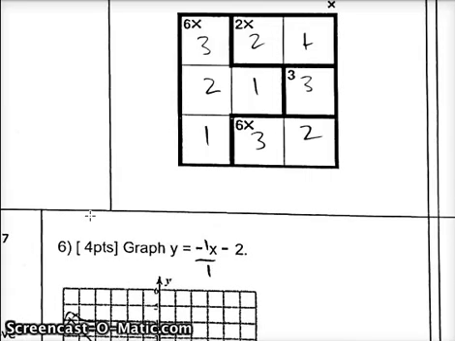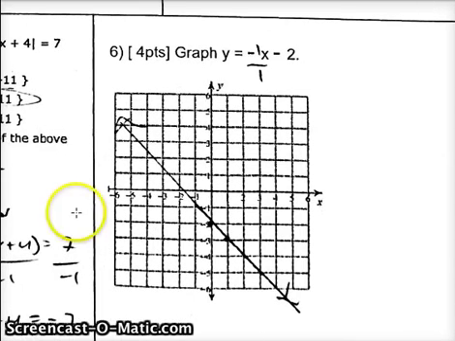Question number 6 says graph y equals negative x minus 2. So it's already in slope-intercept form. For some students it was confusing because you didn't have a number there. Well, the invisible number or coefficient is a 1. You can make it a fraction, put it over 1. Therefore, your rise is a negative 1 and your run is a positive 1. The y-intercept is negative 2, the constant. So go here to negative 2. I go down 1, right 1. Down 1, right 1. Same thing.